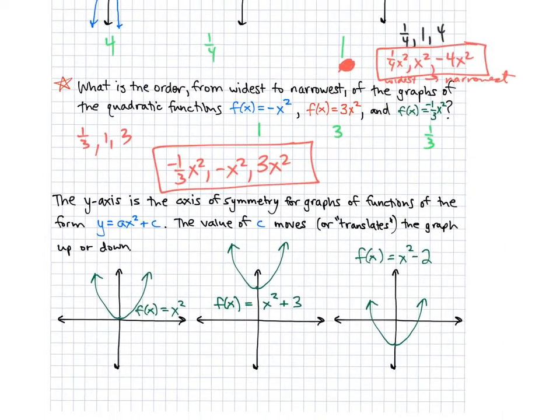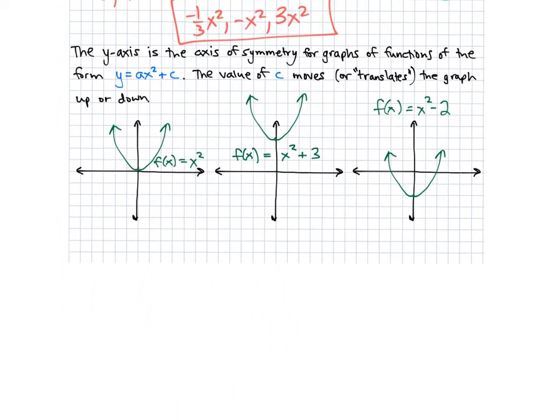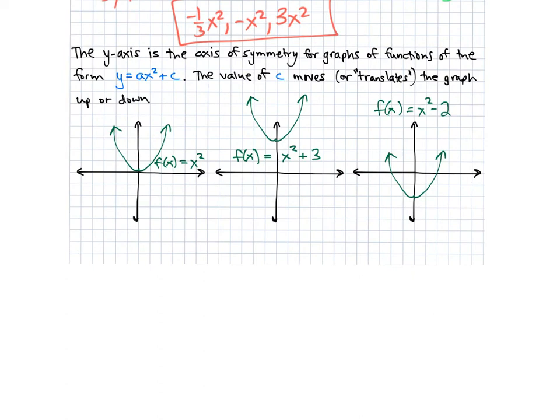Okay, so moving on. The y-axis is the axis of symmetry for graphs of the functions of this form. So if b is 0, so if there's no b term, it's just ax squared plus c. And the value of c actually moves or translates the graph up or down. So here if we have this parabola, parent function right down the center, x squared, and if you just add 3 to that, x squared plus 3, it just takes the whole graph and moves it up 3. X squared minus 2 would take that parent function and just move the graph down 2.